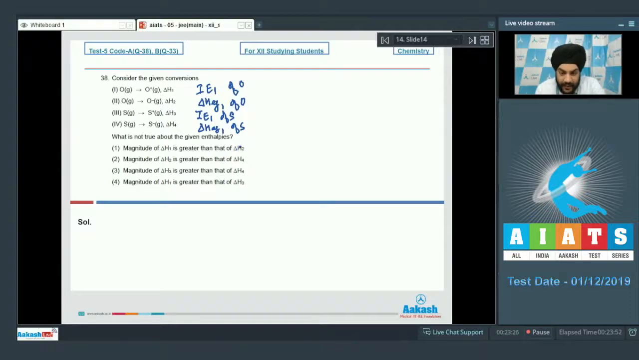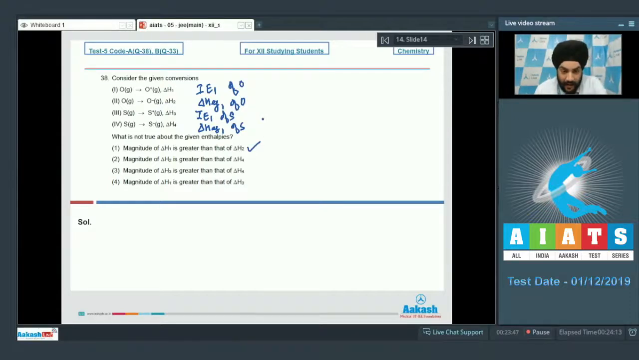So if you look at the statements which are given to us, students, in the first option the examiner says that the magnitude of delta H1 is greater than that of delta H2. So this is a correct statement, students. More energy is required to ionize any atom as compared to the energy which is released when an electron is added to the atom. So statement 1 is correct, students.